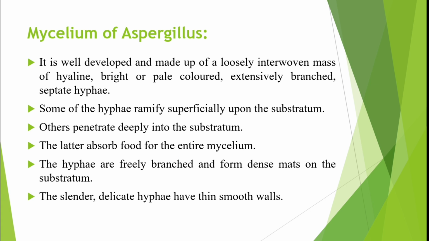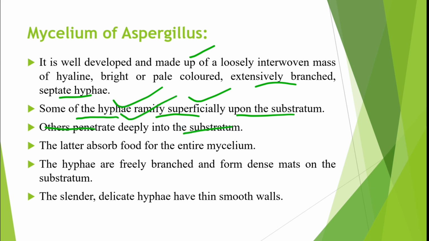It is well developed and made up of a loosely interwoven mass of hyaline, bright or pale colored, extensively branched, septate hyphae. They have septa. Some of the hyphae ramify superficially upon the substratum. Most of the mycelium grows rapidly on the substratum, that means where they grow. Others penetrate deeply into the substratum. Some hyphae grow deep inside the body of the substratum.